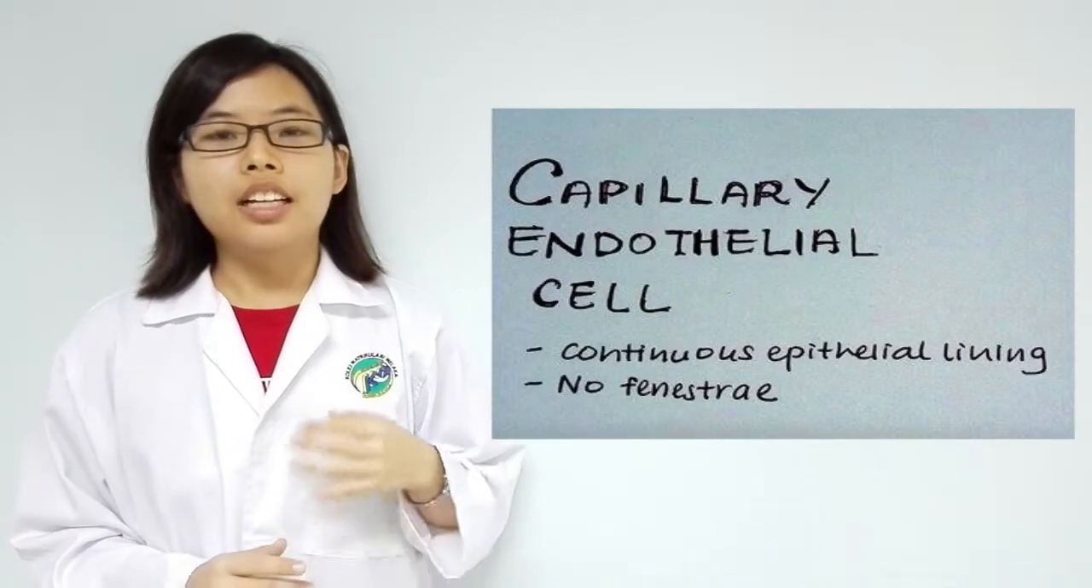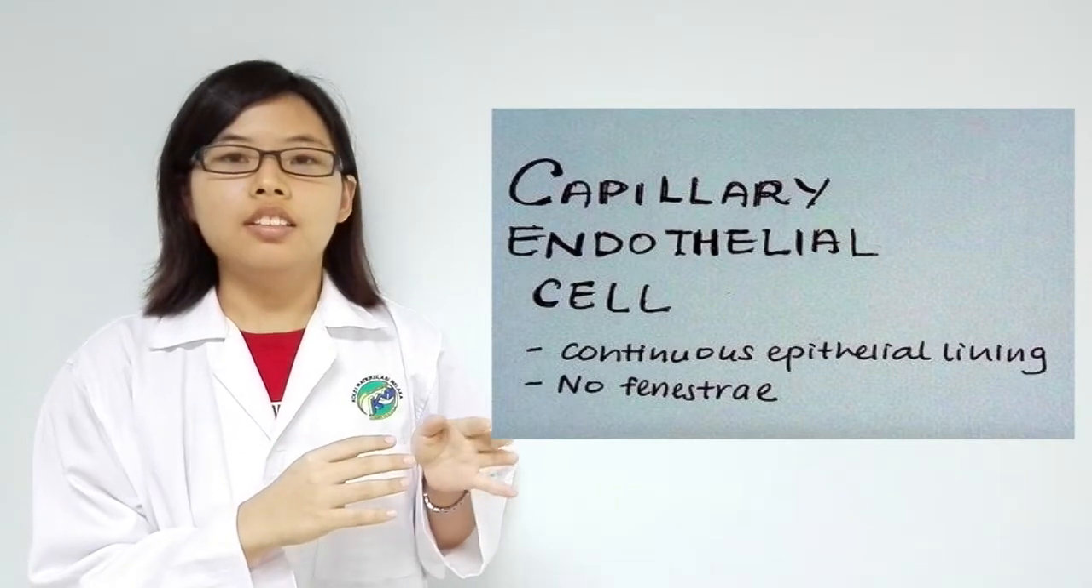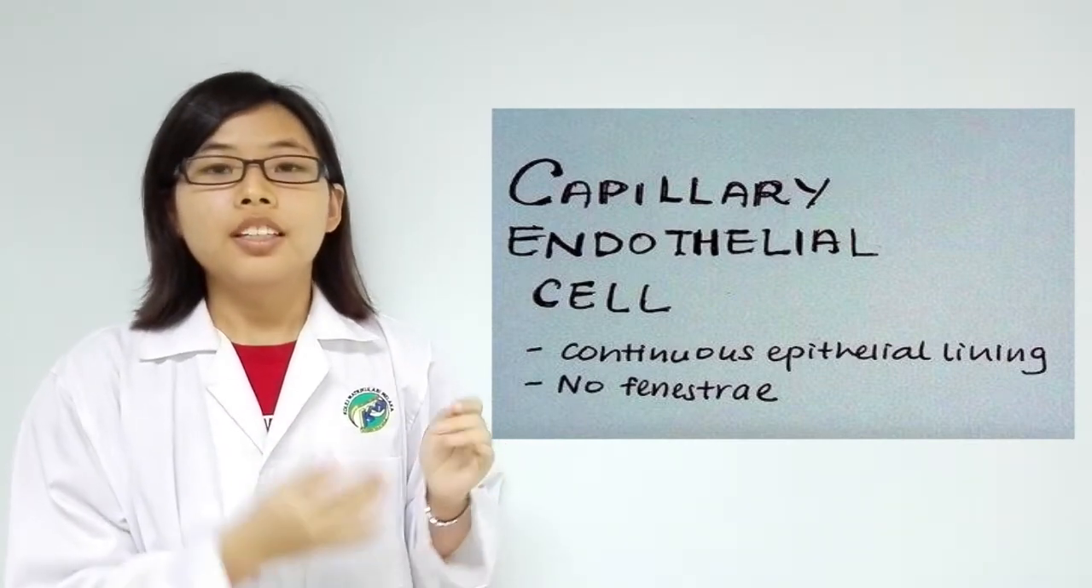Specialized cells of the alveolus. Firstly is the capillary endothelial cell that lines the capillaries in a continuous way and thus has no fenestrae. And secondly is the alveolar epithelium, which comprises the type 1 cell, known as the squamous alveolar cell, and the type 2 cell, known as the septal alveolar cell.